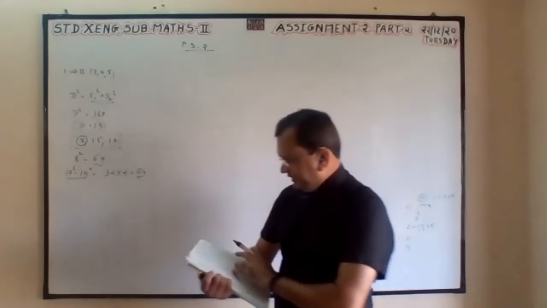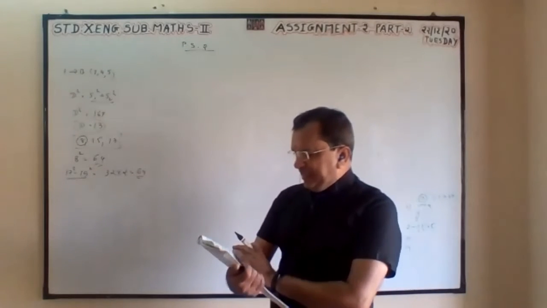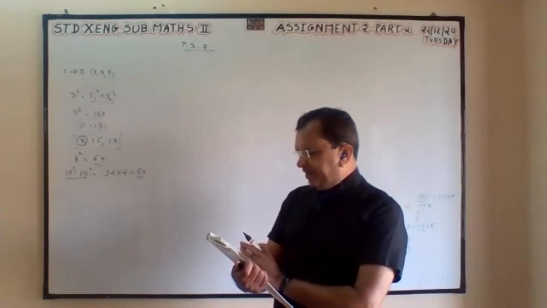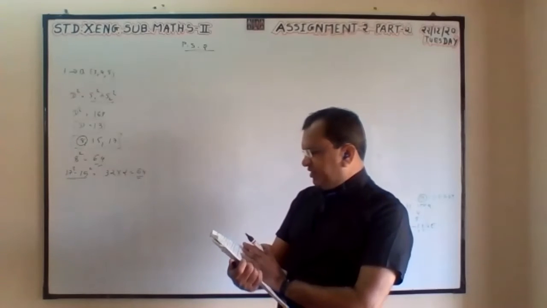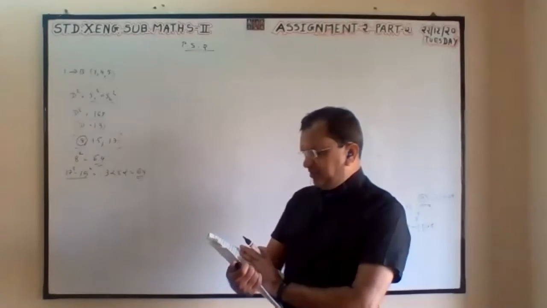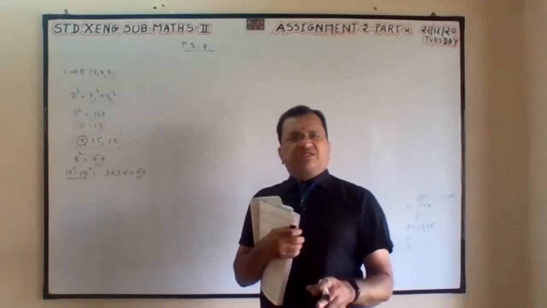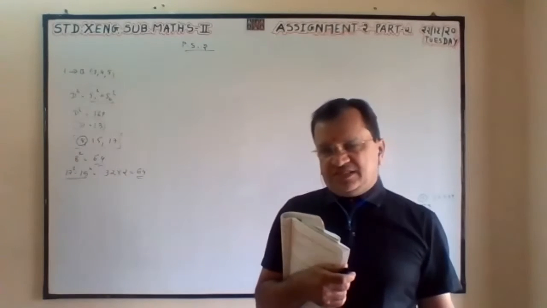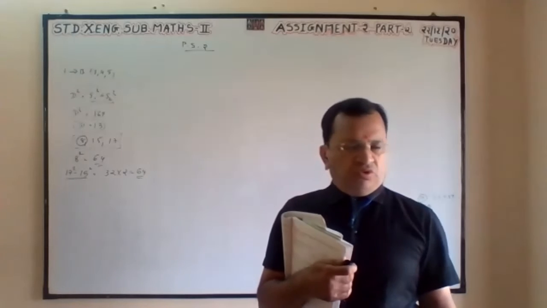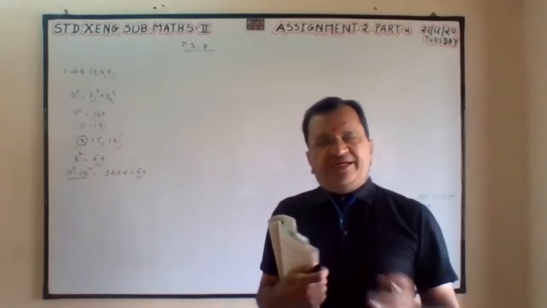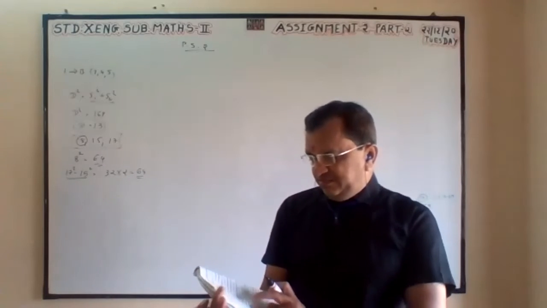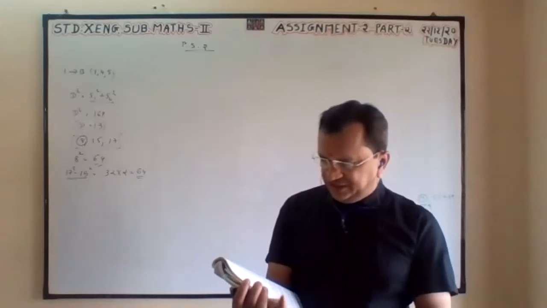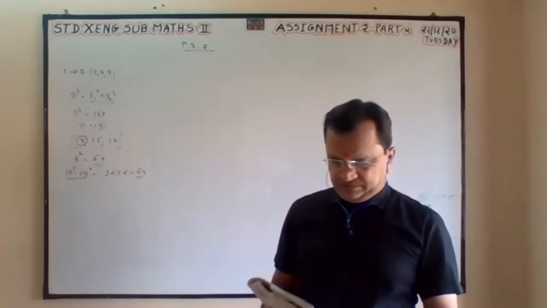That is A. A, B, C are the sides of a right angle triangle. A square plus B square is equal to C square. If A square plus B square is equal to C square, the formula of Pythagoras is satisfied. So is it a right angle triangle? Yes, it is a right angle triangle. So C option.